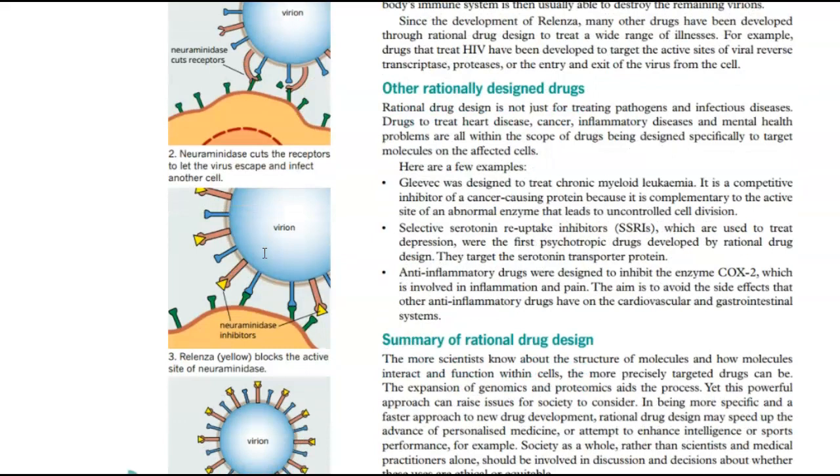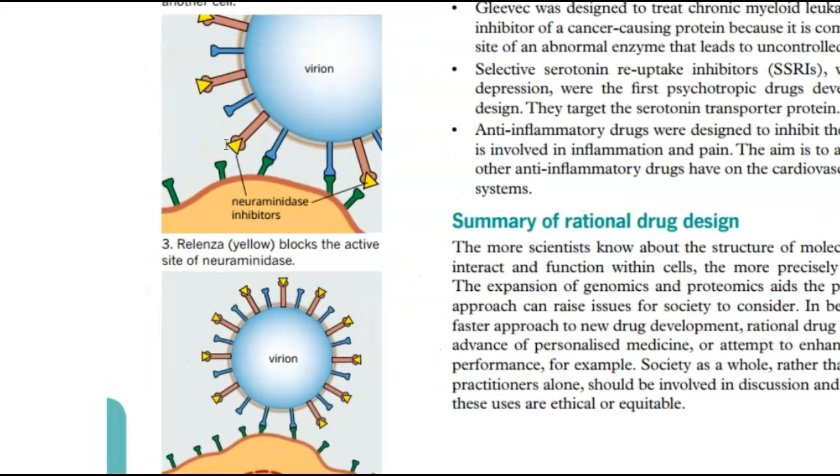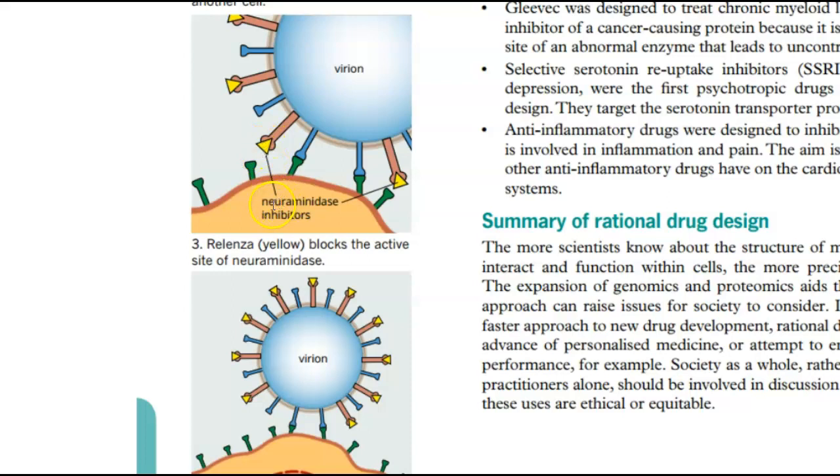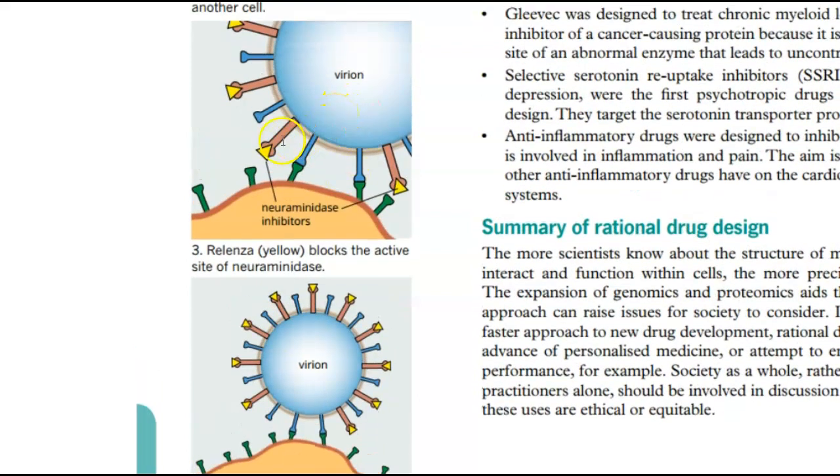And then the question was asked, well, can we switch off the function of this enzyme? And these are familiar shapes that we've got going on here. You can see that we've got another molecule labeled neuraminidase inhibitor, and it's got a complementary shape to this neuraminidase enzyme. And so it is the inhibitor of the neuraminidase enzyme. So what happens when Relenza is introduced to the virus? It attaches to that active site and blocks the activity of the neuraminidase.